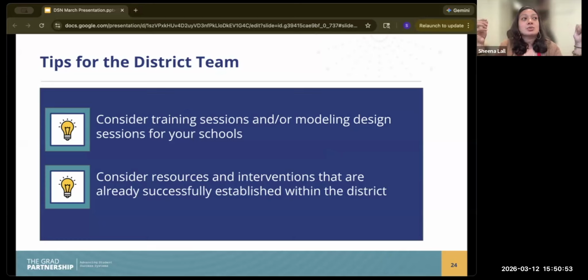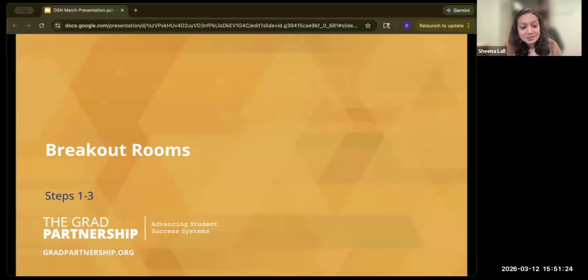We found that some schools were pretty nervous about asking students what they thought. It is not always the most common thing, so we wanted to make sure that we were very supportive of them. And we also found that a lot of students were not really used to being asked what they think. And so it was also helpful to have us in the room or some other way to help your teams feel supported. And the second thing to do is consider resources and interventions that may be already successfully established within your district. So those are just the first three steps of our process.